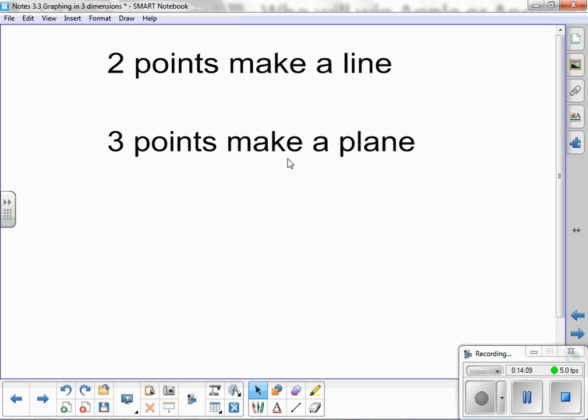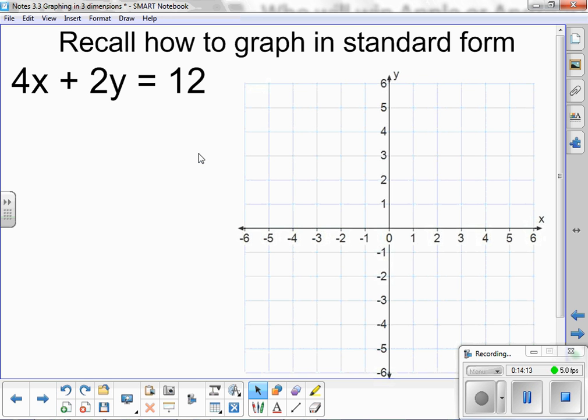2 points make a line, 3 points make a plane. We are graphing a plane. I went over this in class, so I'm not going to go into too much detail. Graphing an equation in 3D is similar to how we graph the standard form in 2D.